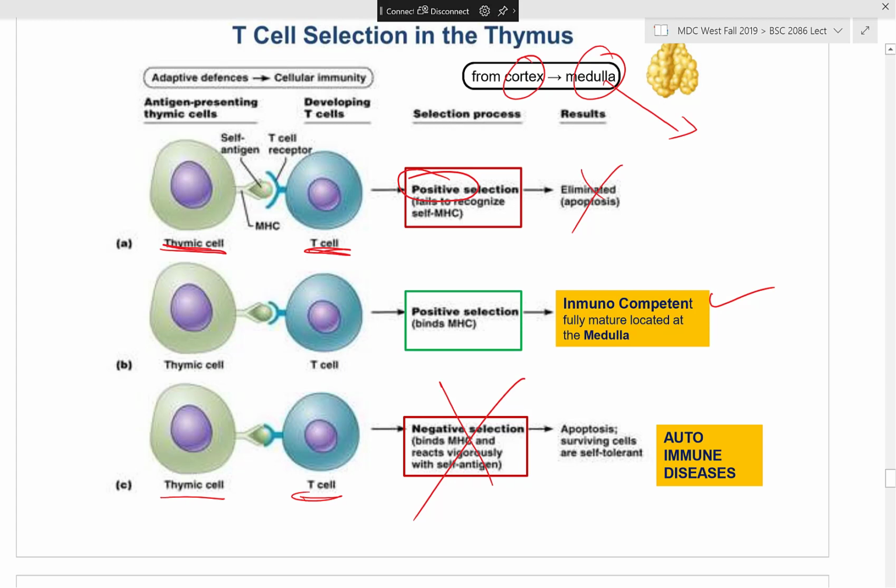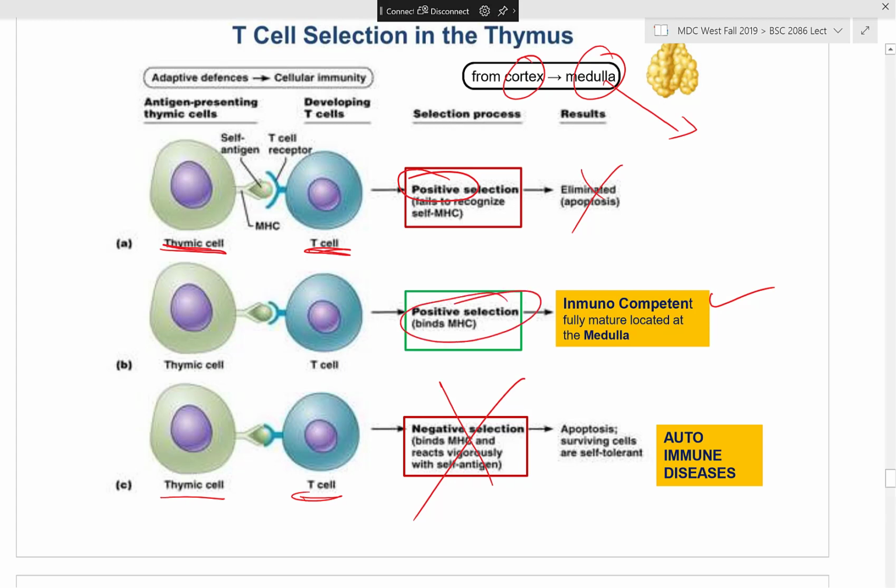Okay? Which are the ones that you keep? You keep the one that is able to recognize your cell and at the same time say, hey, you're my cell. Let me see what's going on there. Does that make sense? Because now you recognize the cell of your body, but you're willing to kill the antigen. Yes? And that's the one that we get from positive selection.